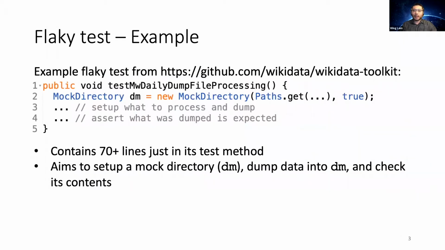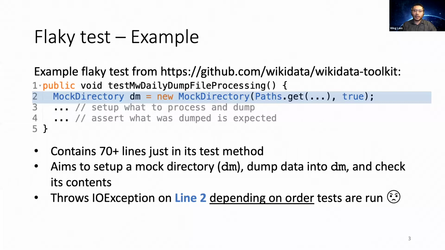So let's take a look at an example of a flaky test. The example shown on the slide here is from the project Wikidata Toolkit. Some things to note about this test is that this test contains over 70 lines of code just in the test method body of this test. The test itself is aimed to actually set up a mock directory, dump some data into the mock directory, and check for its contents. What's particularly important here is at line 2.